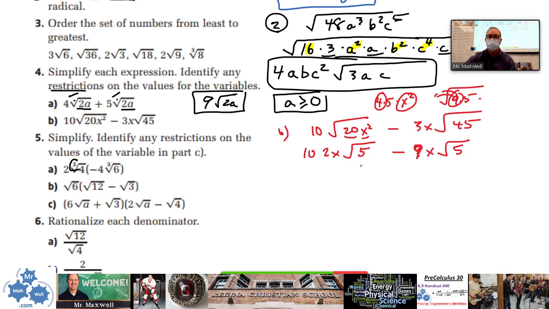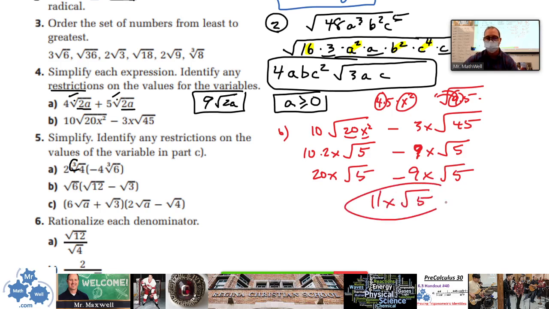All right, so now I see that I do have common terms, and I can simplify this. So this is 20x root 5 minus 9x root 5. I can simplify this now to 11x root 5, looks like. 11x root 5. And, of course, x here, because it's underneath the radical sign, this is squared.